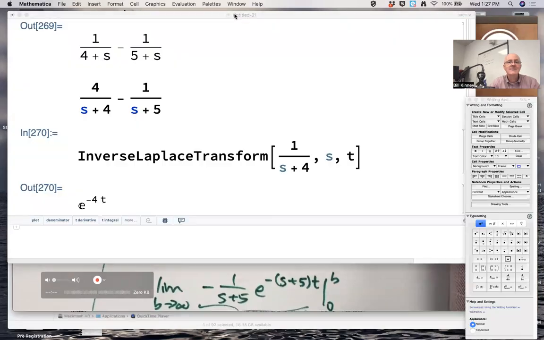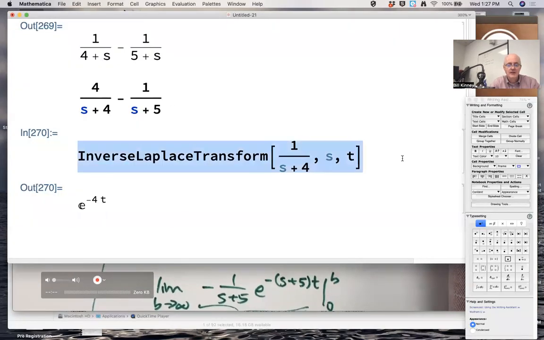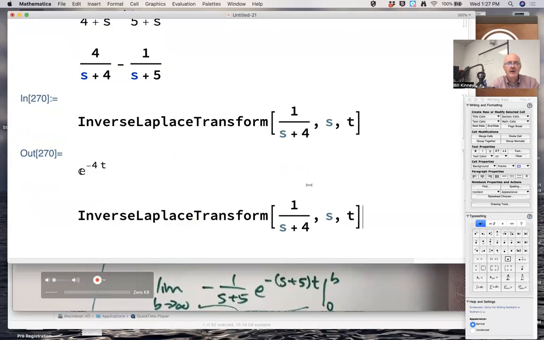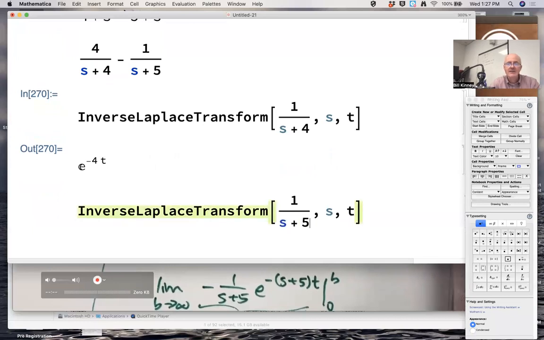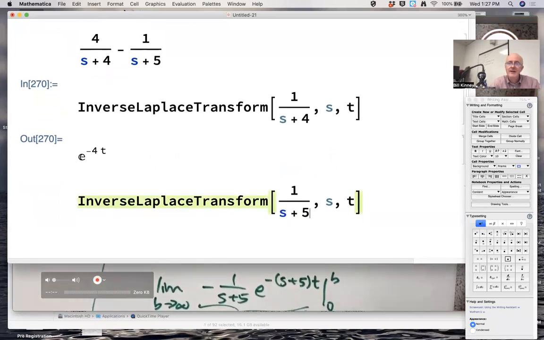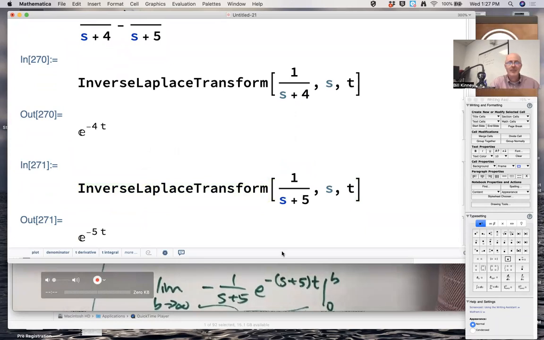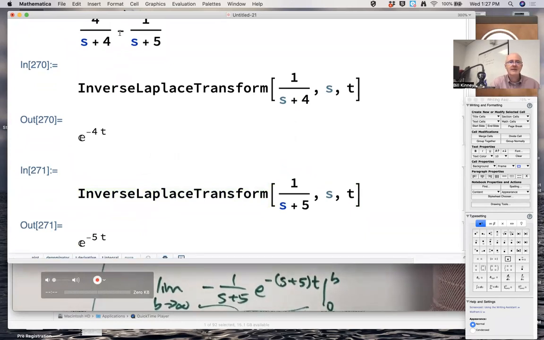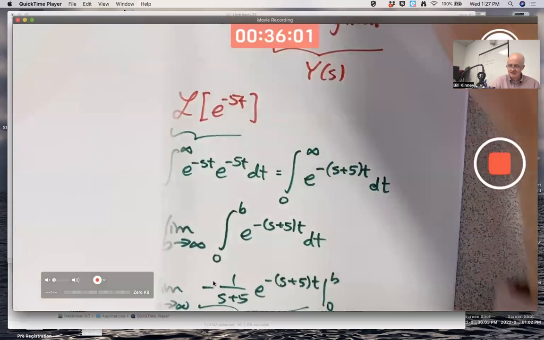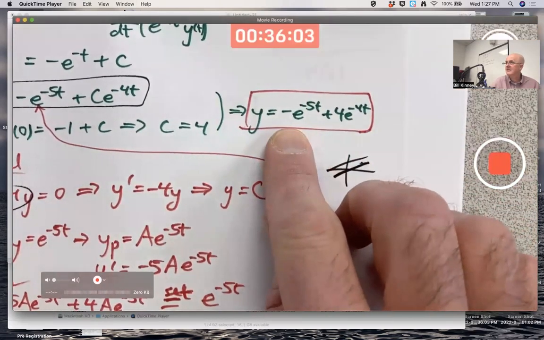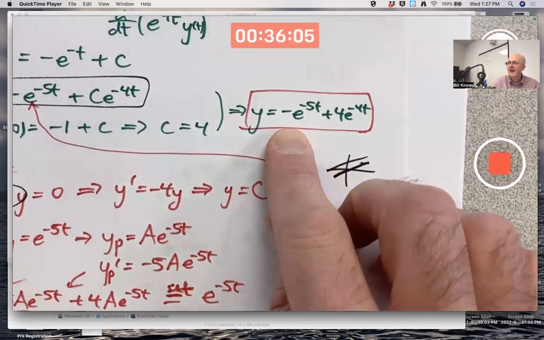And the other one is pretty similar. Inverse Laplace transform of 1 over S plus 5 is e to the -5t. And it's got a negative sign in front of it. So that gives that part of the answer. Done. Hey, wait.